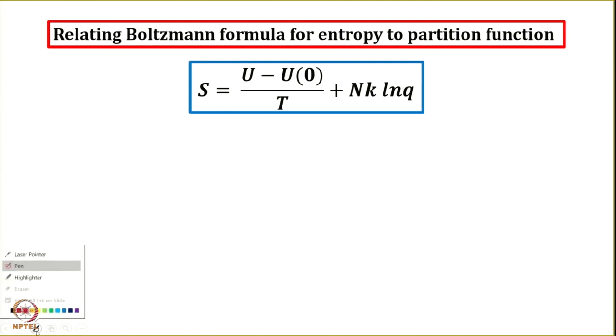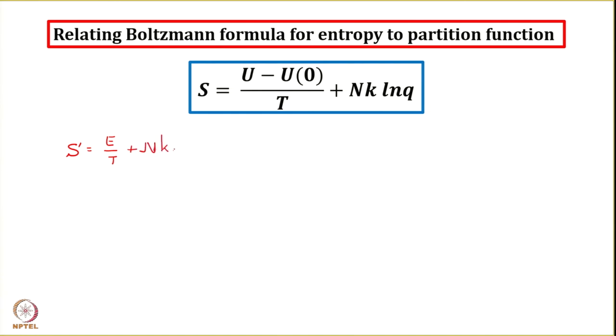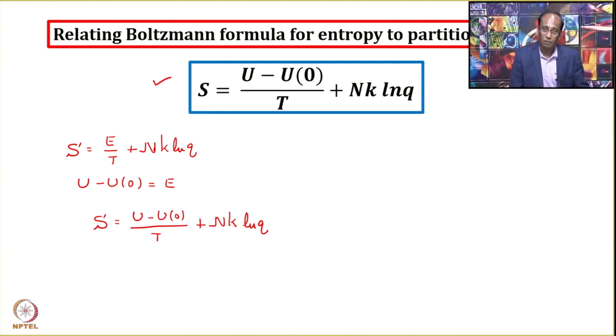What we derived was S is equal to total energy by T plus Nk log Q. And remember that U minus U0 is the total energy. So therefore, let us substitute: S is equal to (U minus U0) by T plus Nk log Q. We have now come up with an expression which connects entropy with the molecular partition function.